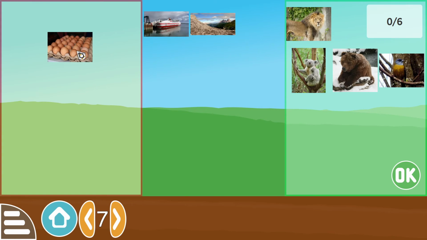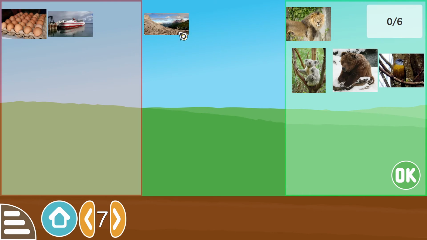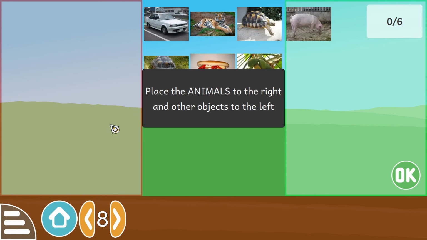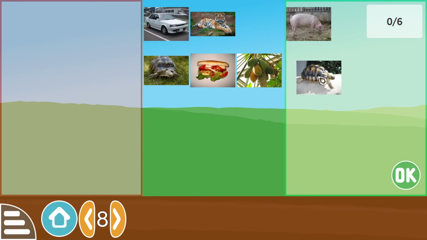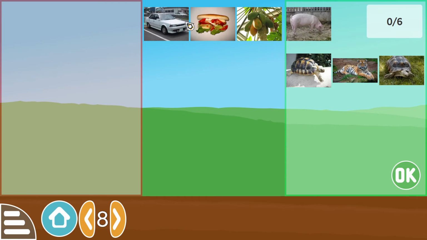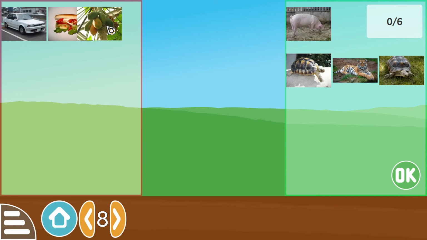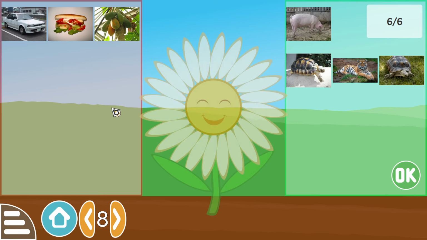The eggs aren't animals. It depends. I'm just going with the eggs for sale. They're going to be used for cooking, but some eggs do contain animals. So we've got a tortoise, tiger, and a second tortoise as well. But a car, sandwich, and I'm calling it a fruit. I'm not sure which one's not.